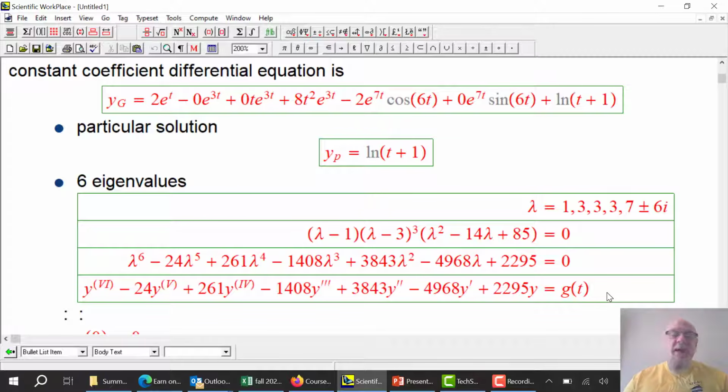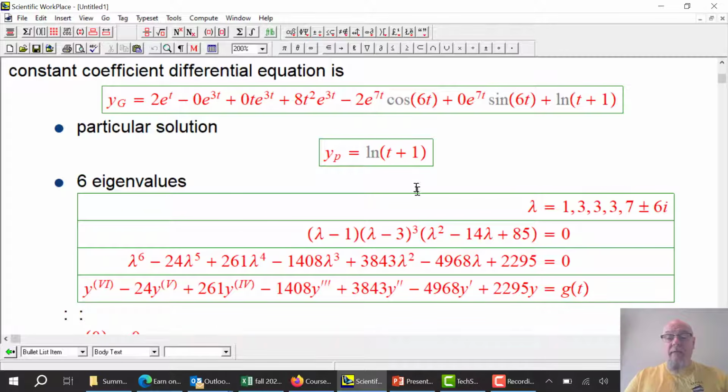How do I find the g of t? That's where the particular solution goes. When I put this particular solution in the left side of the differential equation, the g of t will pop out. I've got the y that's going to go in here. It's the ln of t plus 1. I need its derivative, its second derivative, its third, fourth, fifth, sixth derivative. I got to differentiate this 5 times and then plug it in the equation and see what the g of t is equal to.